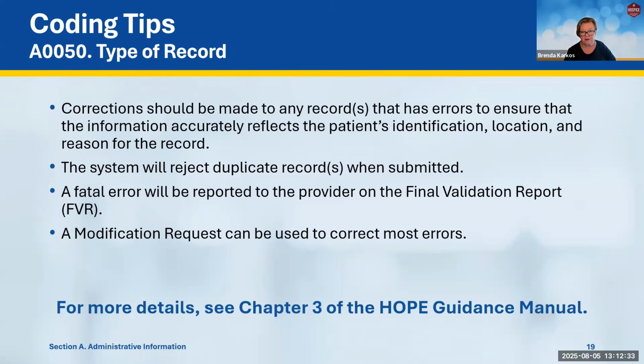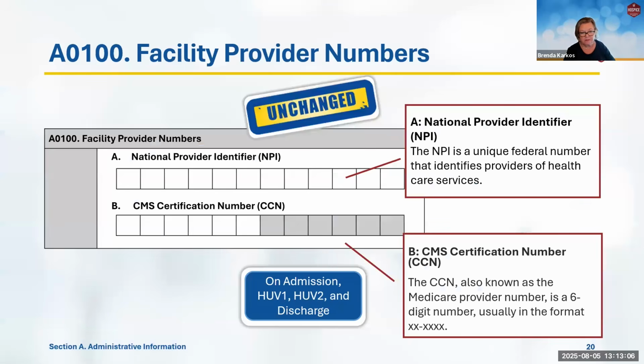So here are a few coding tips for the type of record. Corrections should be made to any records that have errors to ensure that the information is accurate and reflects the patient's identification, location, and the reason for the record. So keep in mind that the system will reject duplicate records when submitted. If there is a fatal error, this will be reported to the provider on a form called the Final Validation Report, or the FVR. And anyone in your office that currently submits these records would know what that is. Generally, though, a modification request can be used to correct most errors.